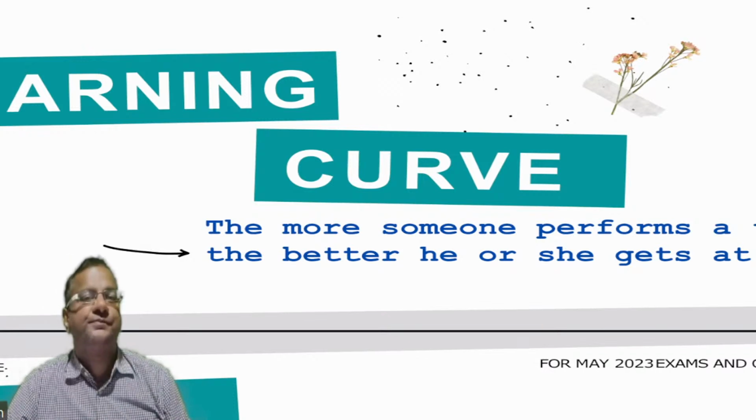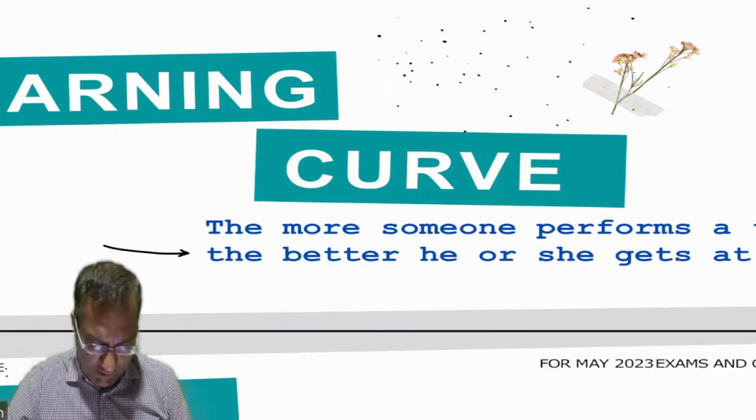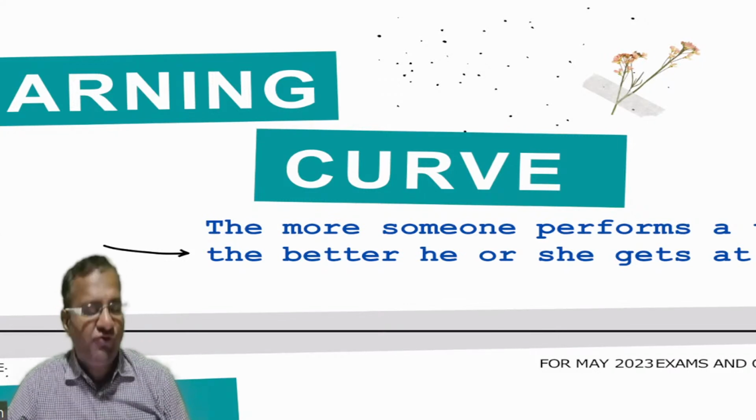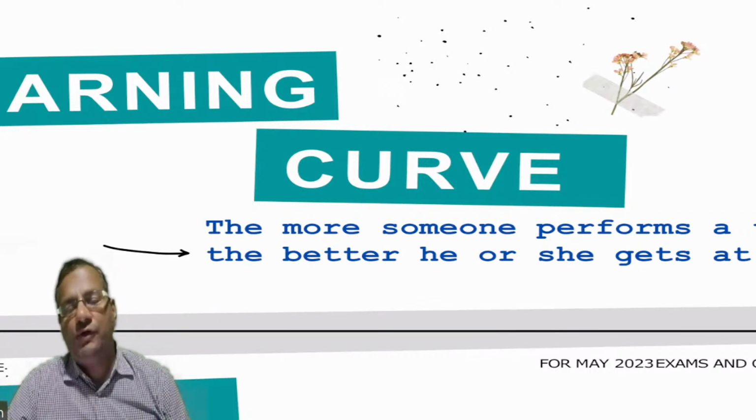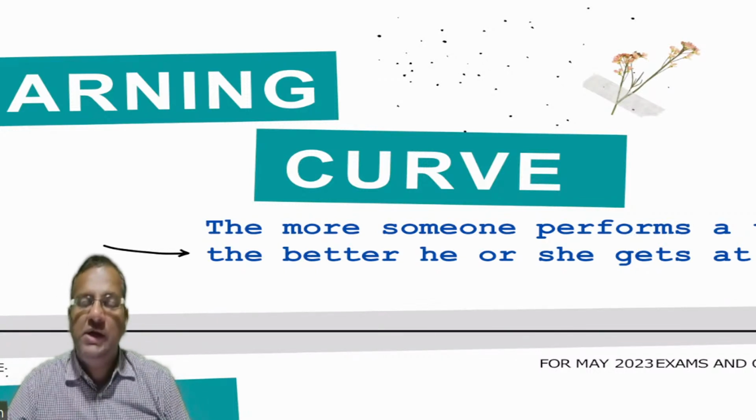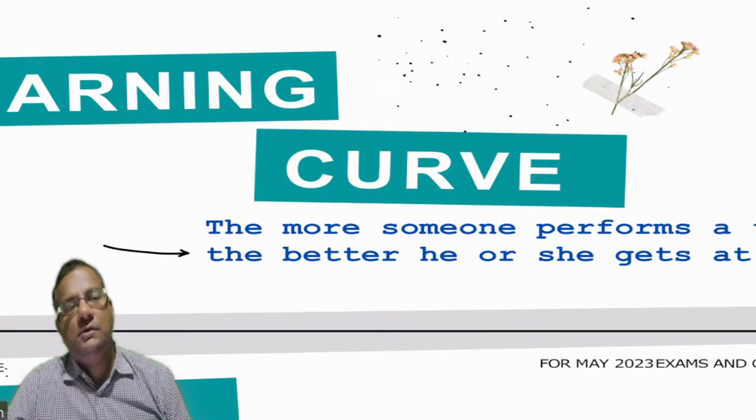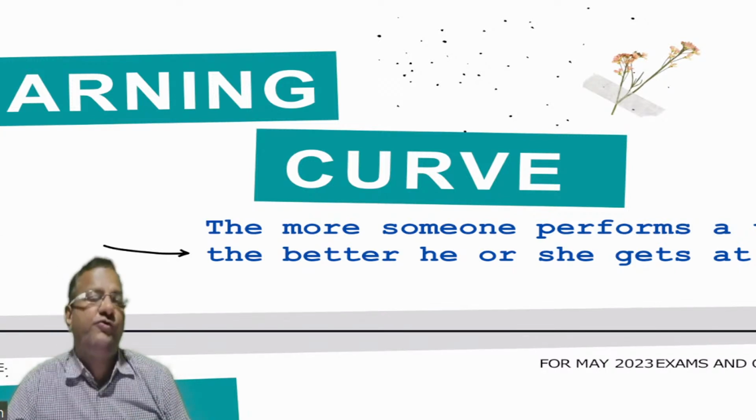लिखिए बेटा इसमें, when a worker performs the same task repeatedly, comma, then in this process the worker gains experience.